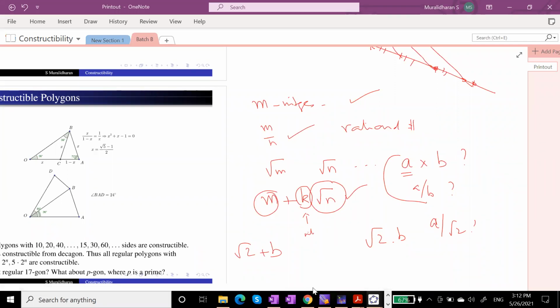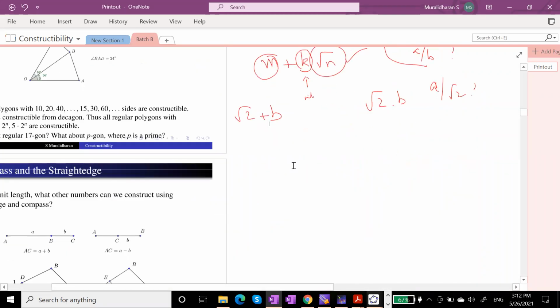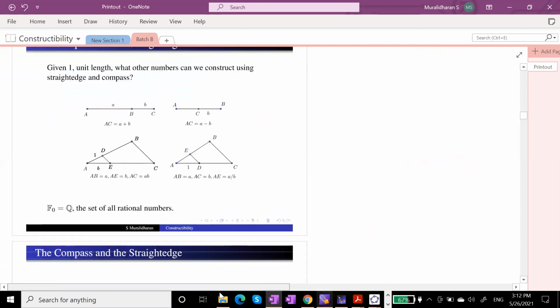B is not an integer, so B need not be an integer. So let me look at whether we can construct that one. Let me show you whether all these things are possible.